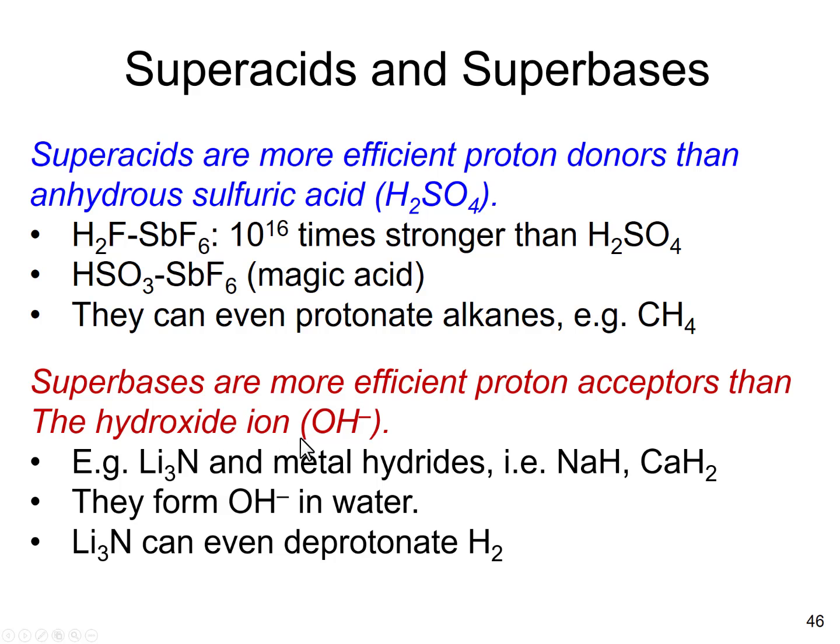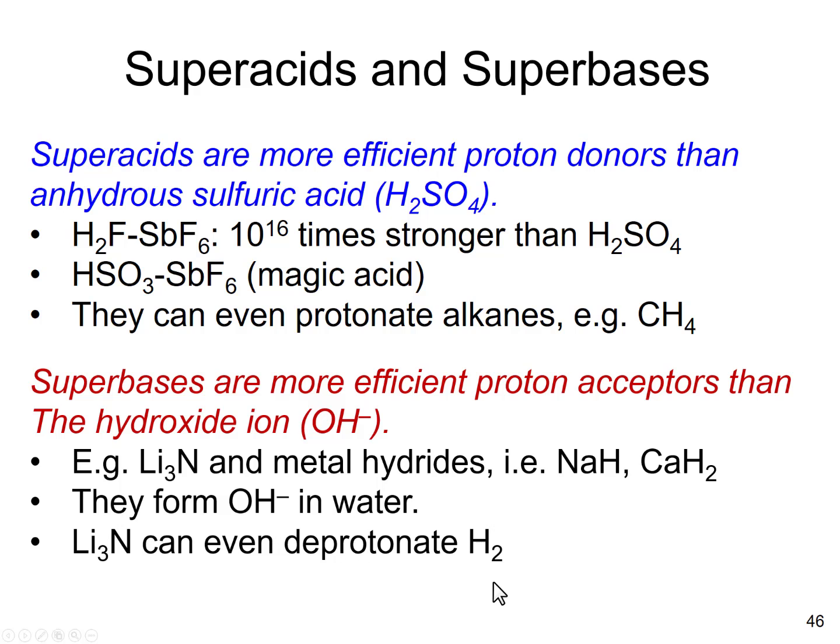Superbases are more efficient proton acceptors than the hydroxide ion. For example, you have lithium nitride, and more commonly you can have these metal hydrides, which include sodium hydride and calcium hydride. And in these metal hydrides, the H atom carries a negative charge. So you have Na plus combined with H minus. And of course, H minus is a very strong base, and it would like to grab a proton under formation of dihydrogen. So when you release these species in water, they always form the hydroxide anion.